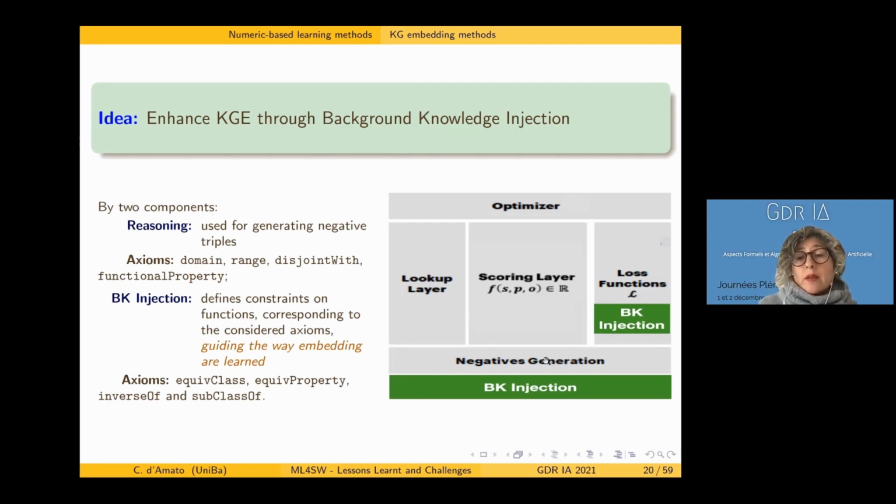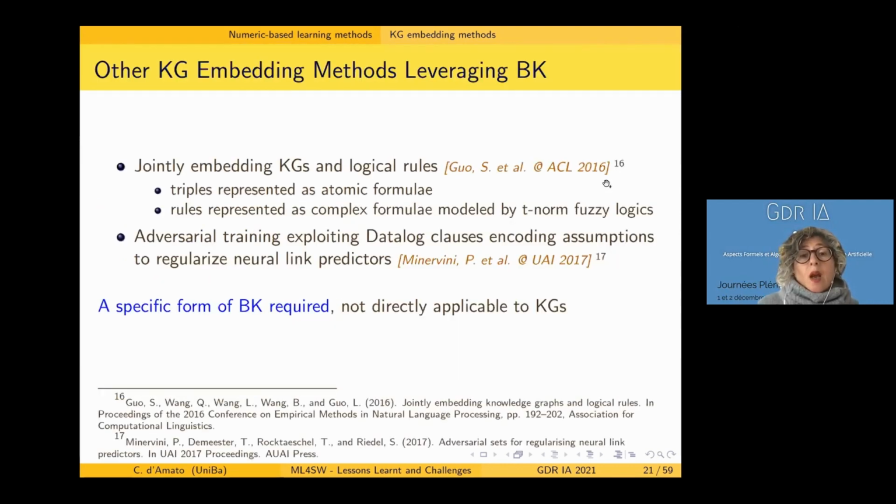The second component injects the background knowledge within the loss function, actually guiding the way in which the embedding vectors are learned by, again, exploiting axioms that are already available within the background knowledge. And specifically, we focus on equivalent class, equivalent property, inverse of, and subclass of axioms. For completeness, it is important to say that other methods have been developed trying to inject the background knowledge within knowledge graph embedding methods.